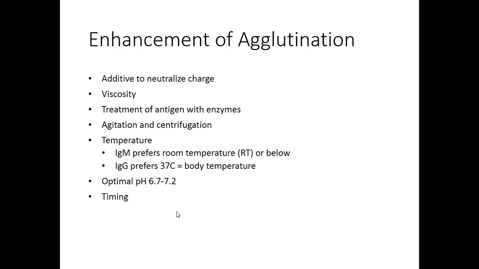We can, as I said, adjust the pH. There is an optimal pH, and if the pH of the solution is off, we can adjust it. And sometimes we can enhance agglutination by just letting the antigen and antibody sit together a little bit longer and letting that reaction take place.